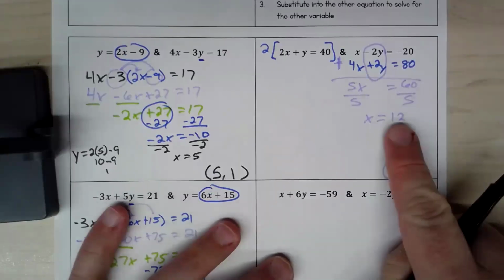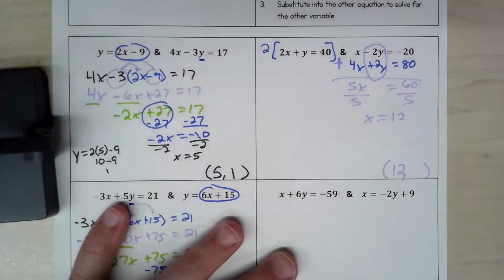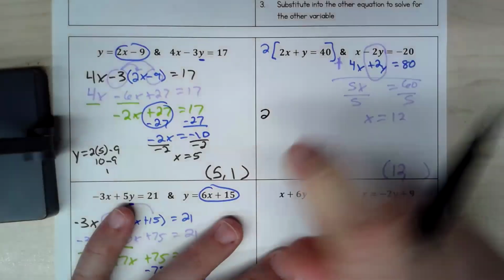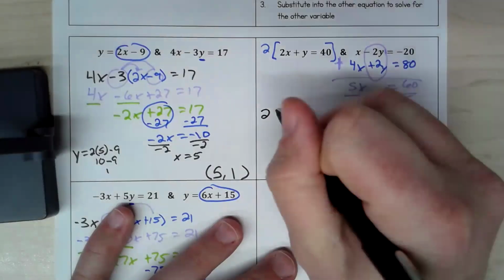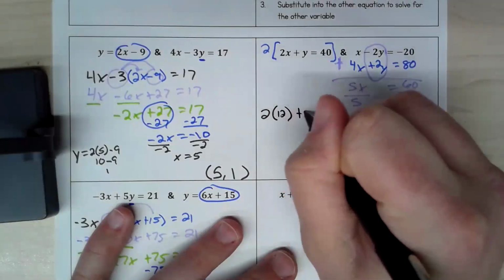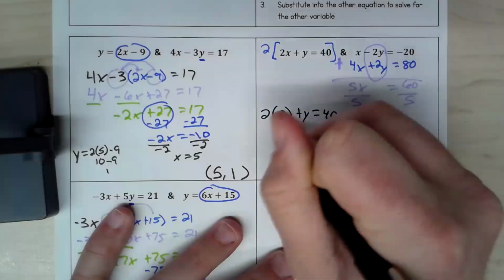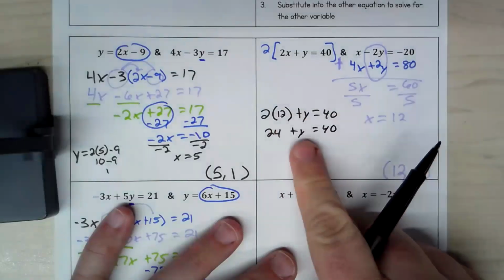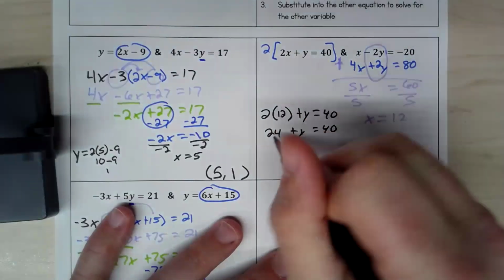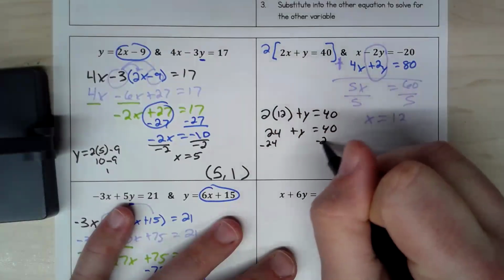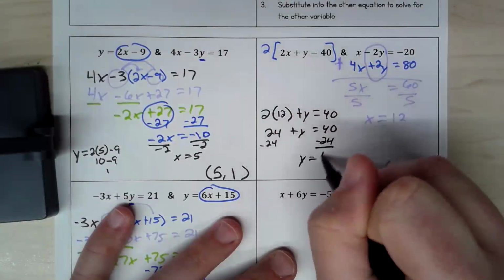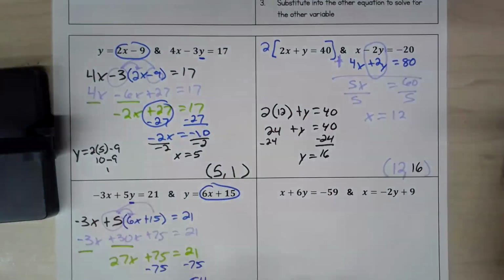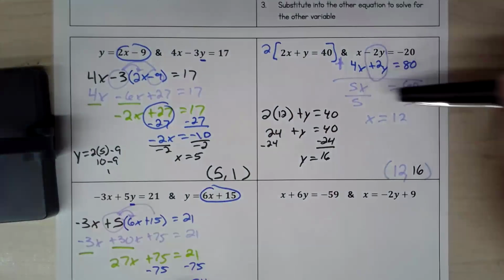So now I got to plug 12 back into either one of our equations to solve for y. It doesn't matter which one. Let's do it to this one. So 2, but now I know what x is. 2 times 12 plus y equals 40. 2 times 12 is 24. If I'm trying to solve for y, I need to isolate y. So I'm going to subtract 24 from both sides. I get y equals 16. All right, so elimination is I need to eliminate one of my variables. I can only solve for one at a time.